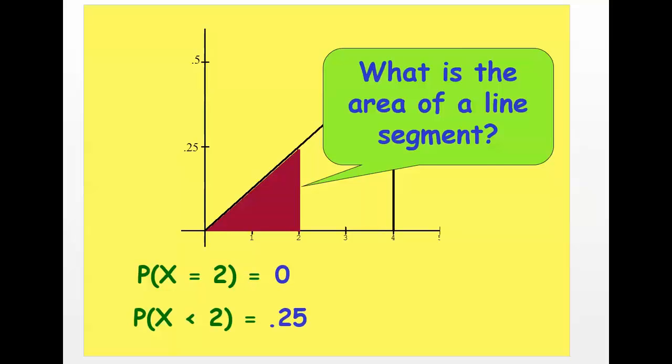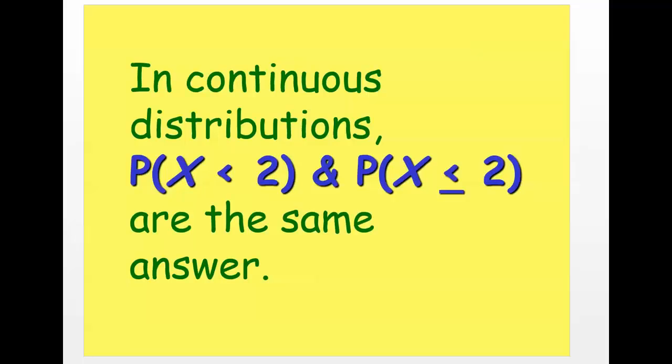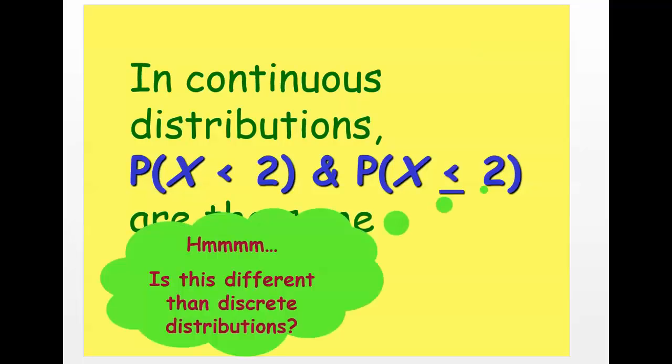But the point is, in a continuous distribution, the less than and the less than or equal to are considered to be the same. That's distinctly different than discrete. In discrete, these would be viewed as two different events. Okay, so let's continue with our geometry exploration.